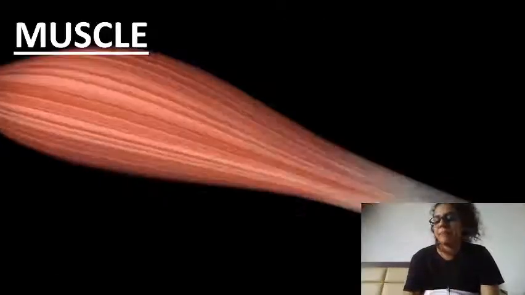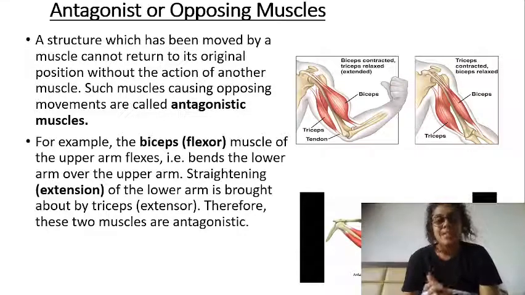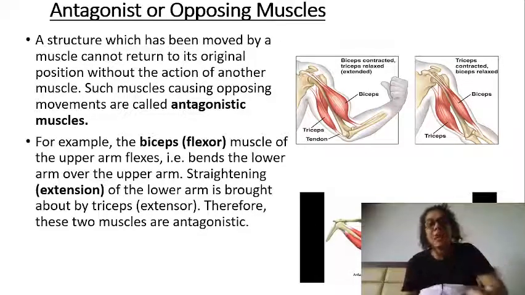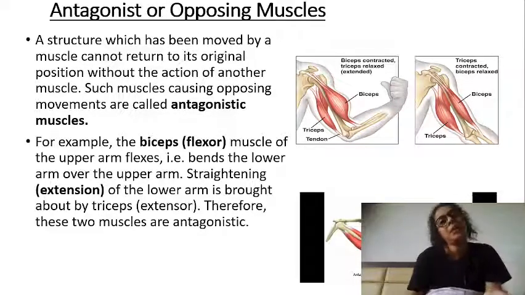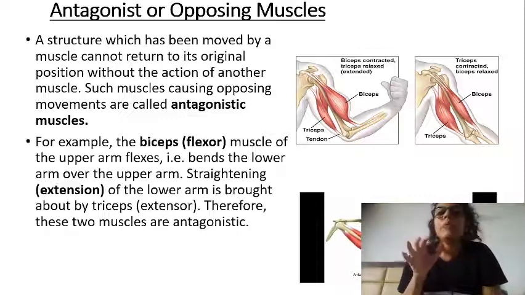Now, what exactly is the meaning of antagonistic? As you can see on my screen, it is written opposing muscles. Opposing means opposite. That means that if one is going forward, one is coming backward. If one is contracting, the other might be relaxing. So when the muscles are doing opposite functions, we call them antagonistic muscles.